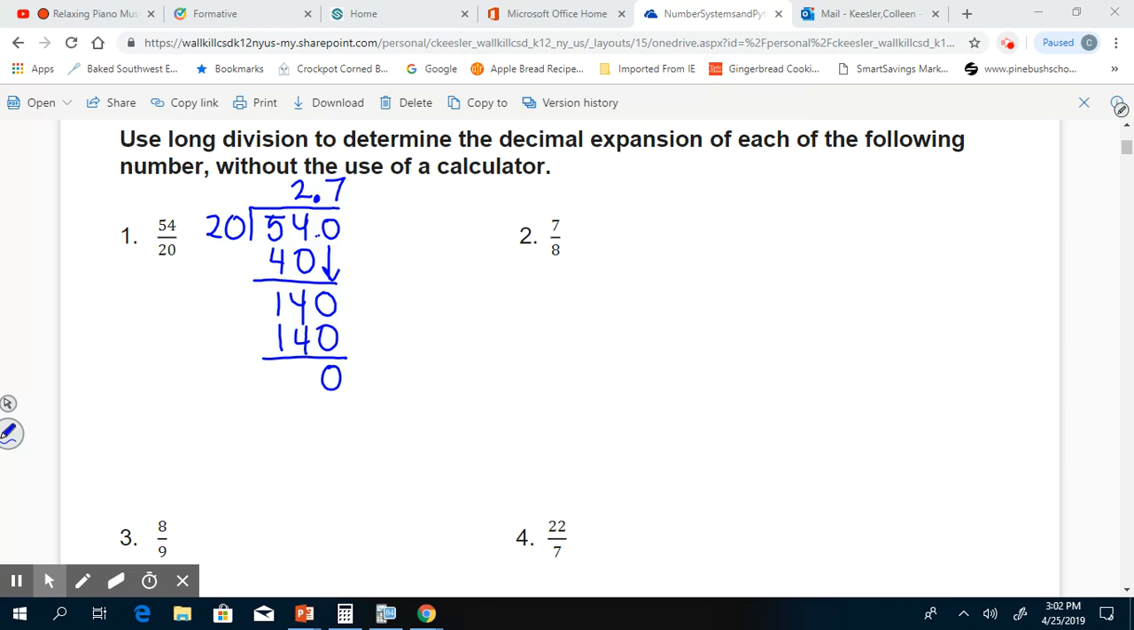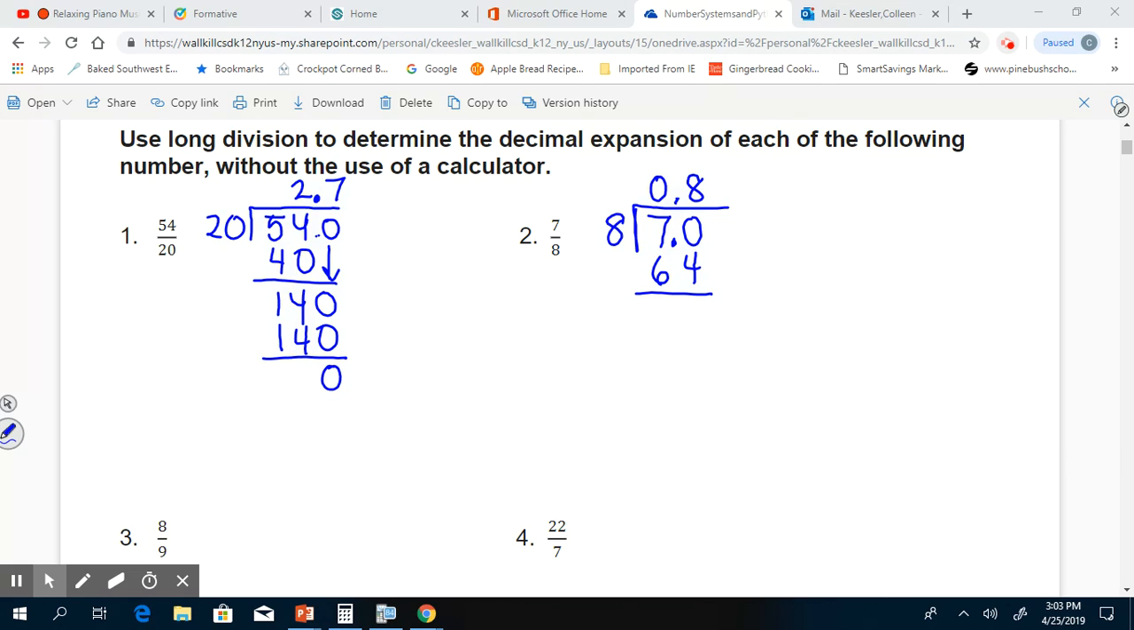All right, number 2, we do the same way. We start with 7 over 8 is the same as 7 being divided by 8. So the 8 goes on the outside, 7 goes on the inside. Now in this case, 8 does not go into 7, so we're going to put a 0 and a decimal, and then a decimal and a 0 by the 70. So now we have to figure out how many times 8 goes into 70, ignoring that decimal there. And 8 goes into 70 8 times, which gives us 64.